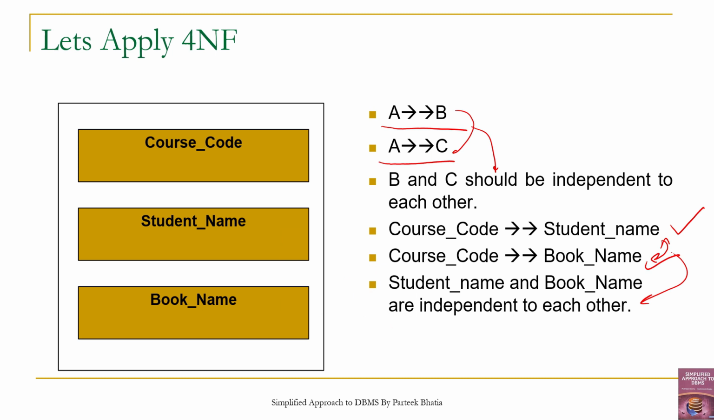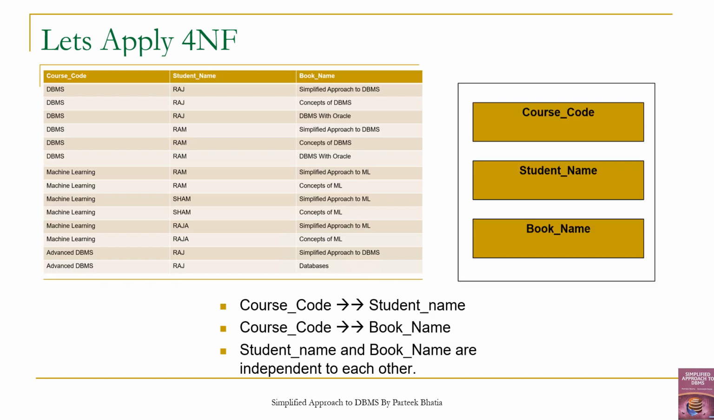So student name and book name are independent of each other, which means that here we have a multi-value dependency, and in simple words, this table is not in fourth normal form. So in order to have this table in fourth normal form, we have to apply the rule of decomposition.